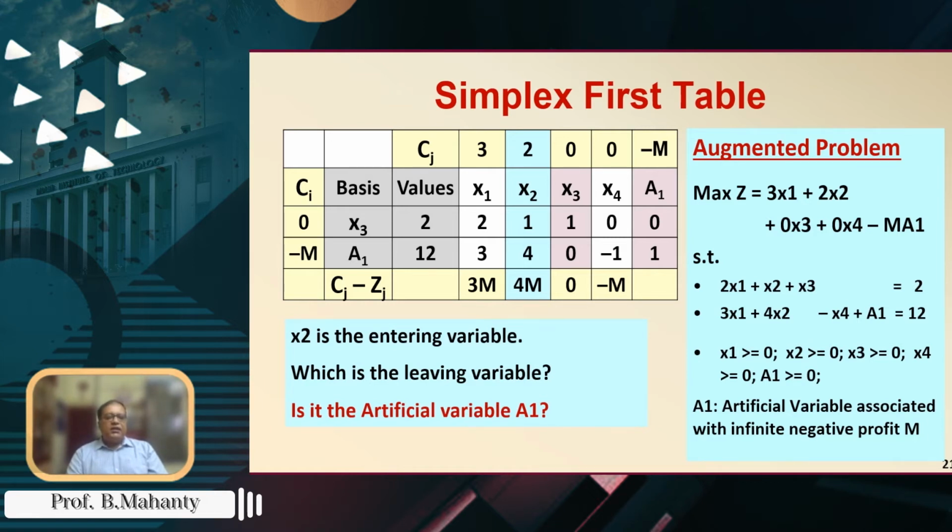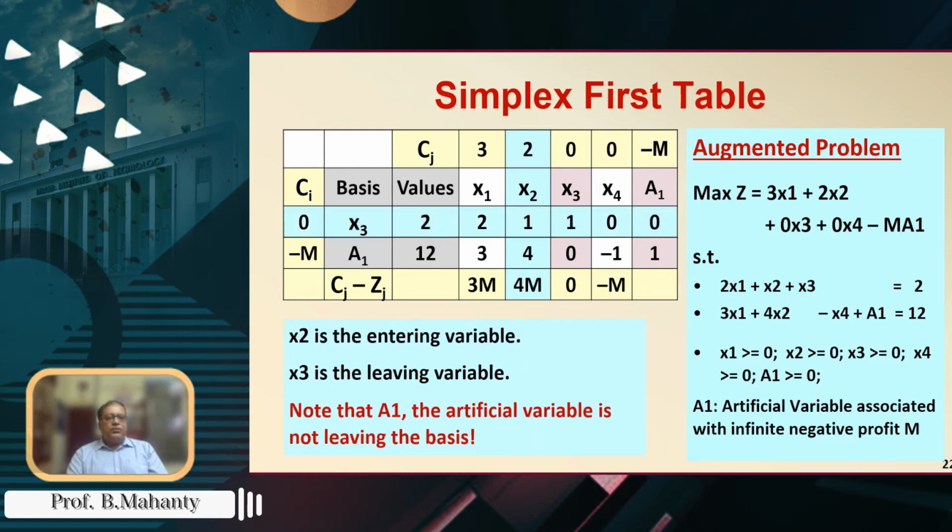But look here, something interesting is happening. The artificial variable is not leaving. Usually we expect that the artificial variable should leave, because once the artificial variable leaves, we get a problem where we have a feasible solution. But the moment there is an artificial variable, it actually represents an infeasible solution, because if we cannot drive out the artificial variable, then we cannot solve the problem. So we have no option but to have x3 as the leaving variable, because x3 is the bottleneck resource.